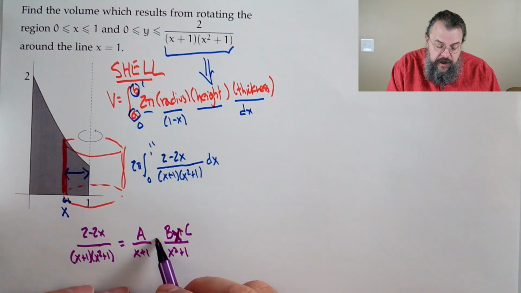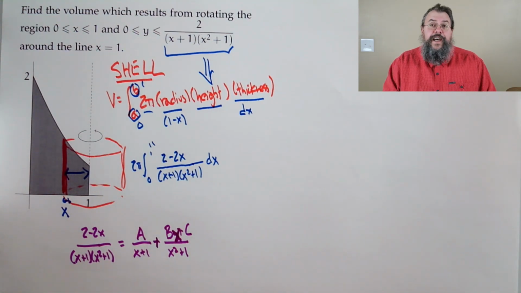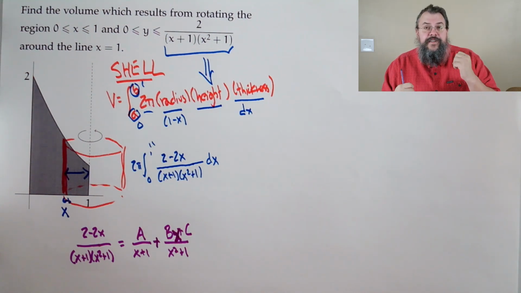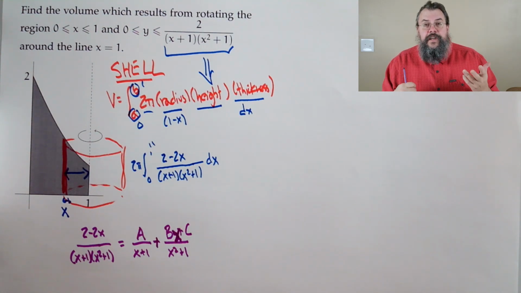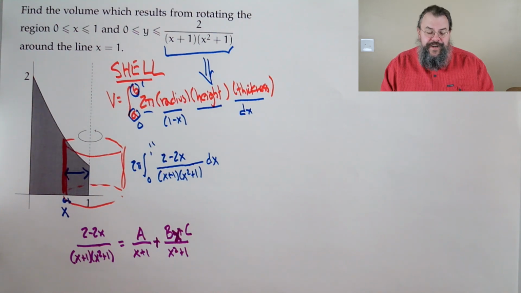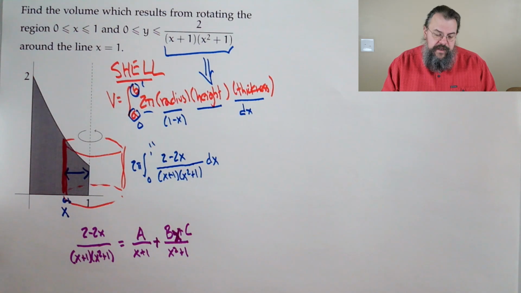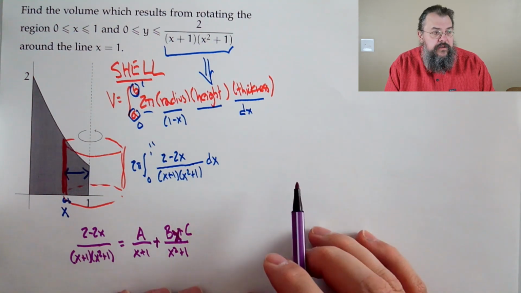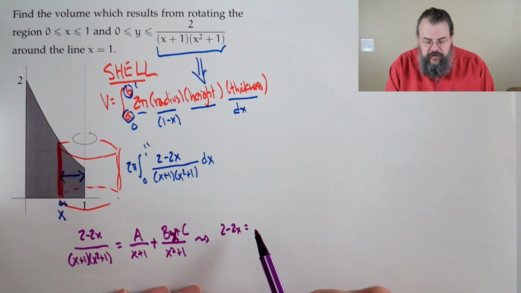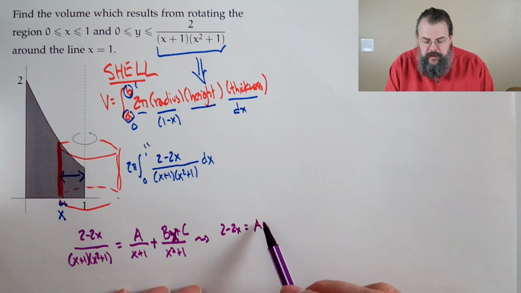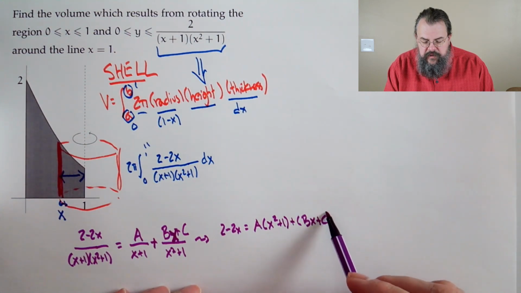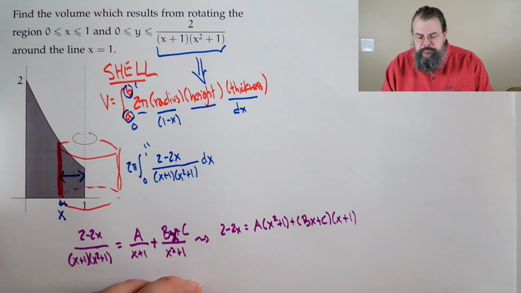Another way to always check your decomposition is that the number of things you're trying to figure out, in our case A, B, C, that's 3, has to equal the degree of what's in your denominator. In our case we have a degree 3. So the good news is 3 equals 3, so we're on the right track. Clear off our denominators. Okay, so that leads us to the following. 2 minus 2x is equal to A times x squared plus 1 plus Bx plus C times x plus 1.